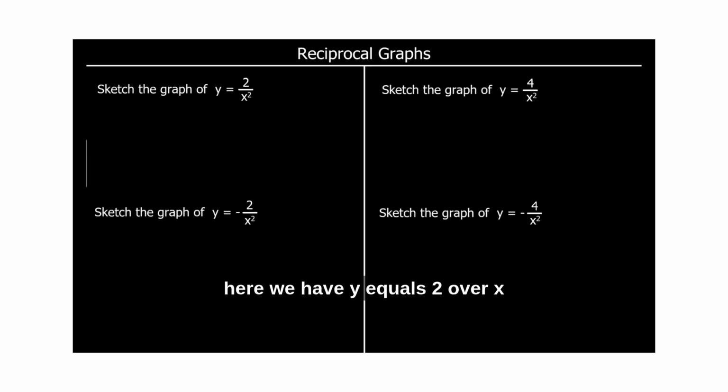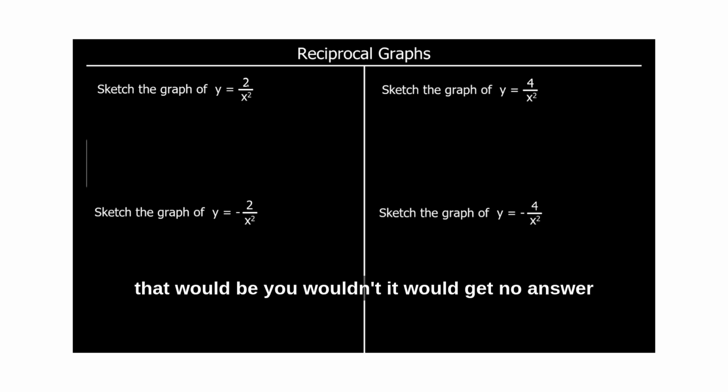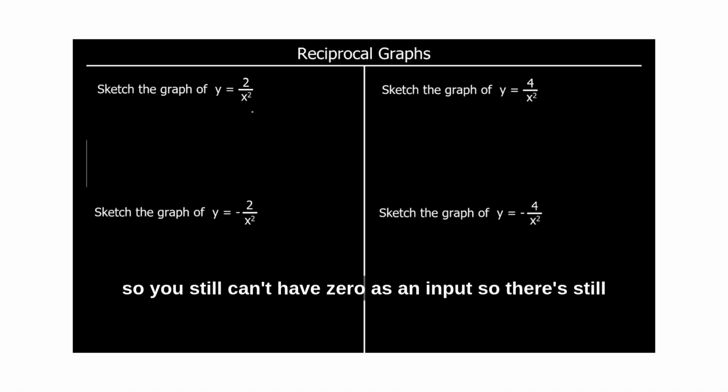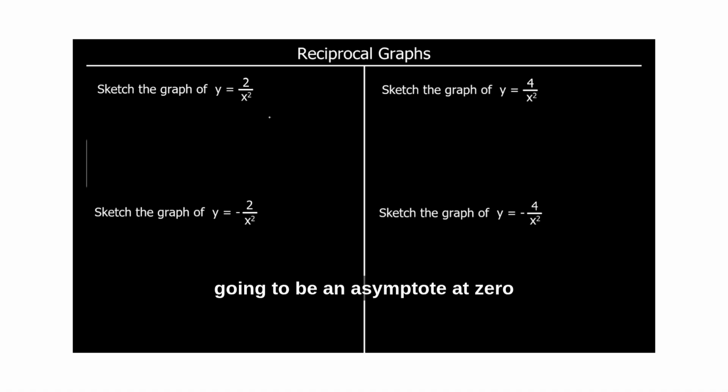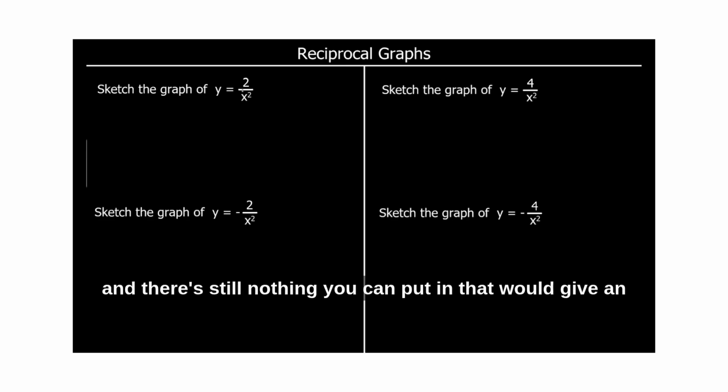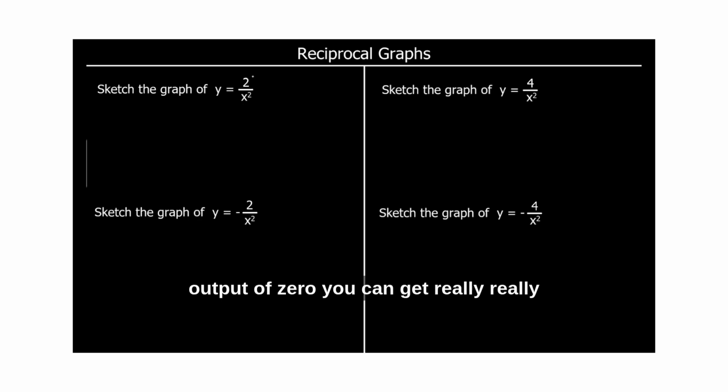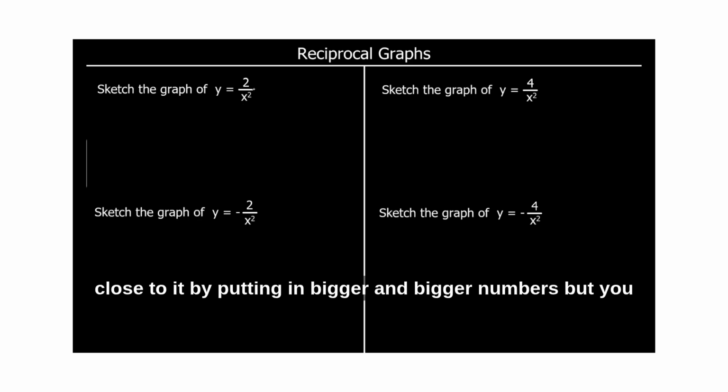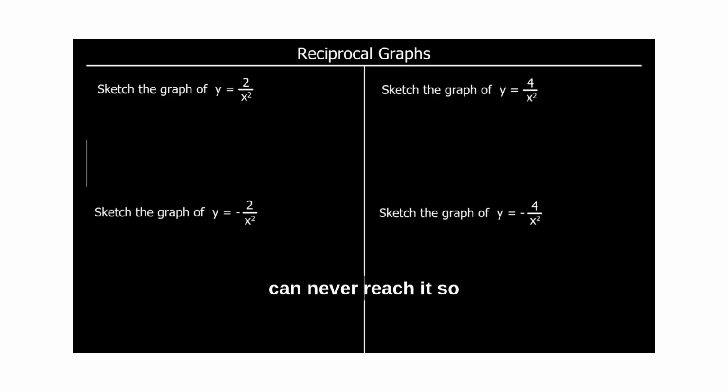Here we have y equals 2 over x squared. So x is squared this time. We still can't have an input of 0. So that would get no answer. So there's still going to be an asymptote at 0. And there's still nothing you can put in that would give an output of 0. You can get really, really close to it by putting in bigger and bigger numbers, but you can never reach it.